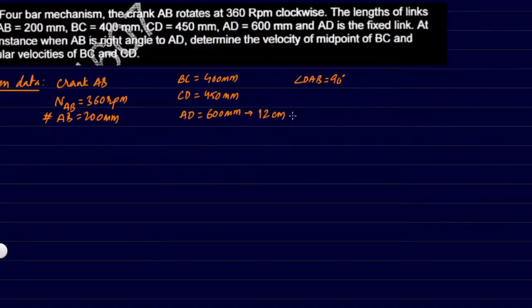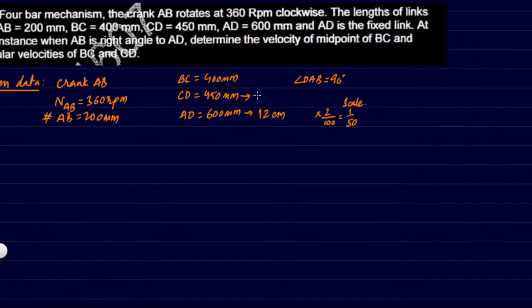To make this into 12 centimeters, what have we done? We have multiplied it by 2 by 100, that means 1 by 50. We have multiplied this with 1 by 50. So this becomes our scale. The same scale we will have to take for all the lengths.